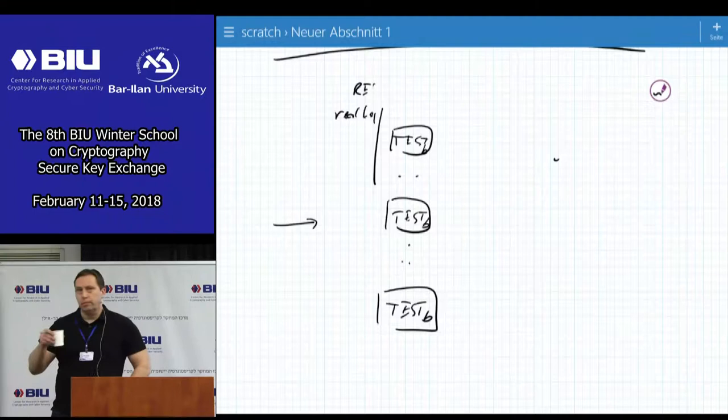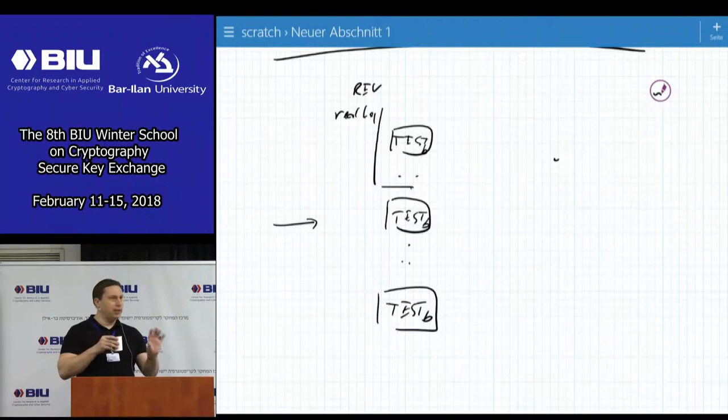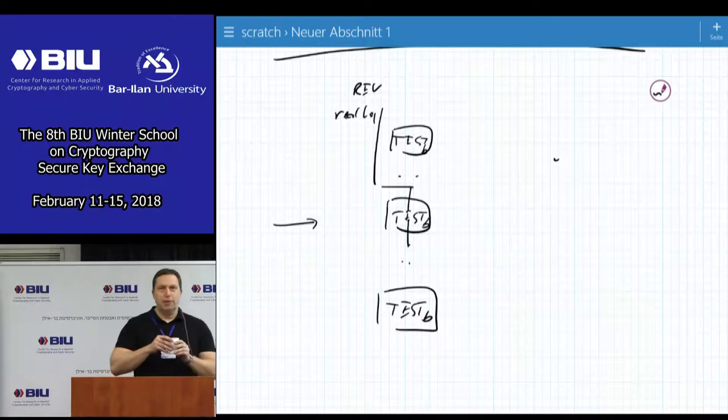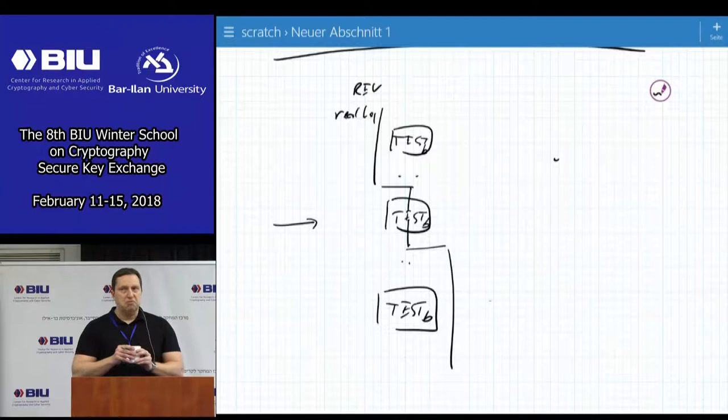So if this would work, you have reduced the case of multiple test queries to a single test query. And basically, I can from now on work with single test queries. It makes my life much easier, and I lose a factor of the number of test queries in the security bound. Okay. But it doesn't work, at least not the way it is defined here.